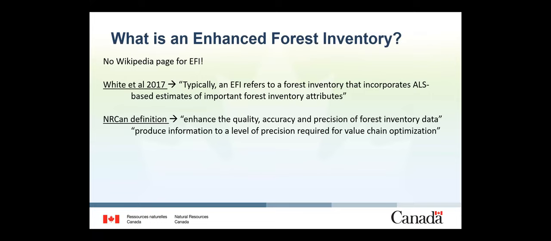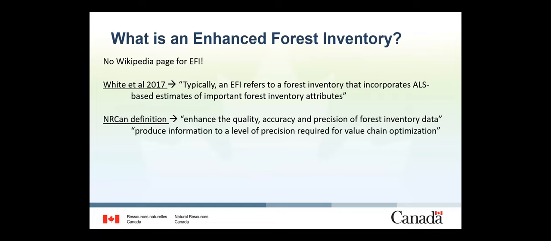First of all, there's no Wikipedia page for EFI. So if anyone's up for the challenge, it's up for grabs. Although you could always append the one on forest inventories, because it's all very closely linked. Even within the CFS, we have a few definitions, but we have one here in a report that says, typically an EFI refers to a forest inventory that incorporates airborne laser scanning based estimates of important forest inventory attributes. And that's typically what we think about when we think of the traditional definition of an EFI as we've grown accustomed to.